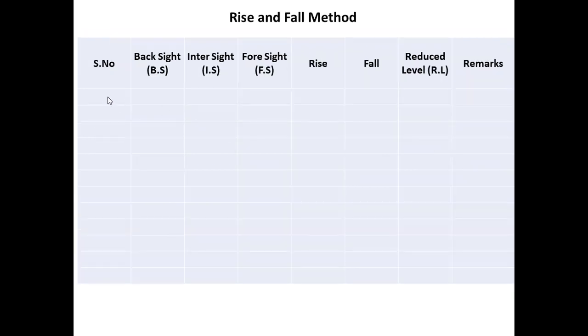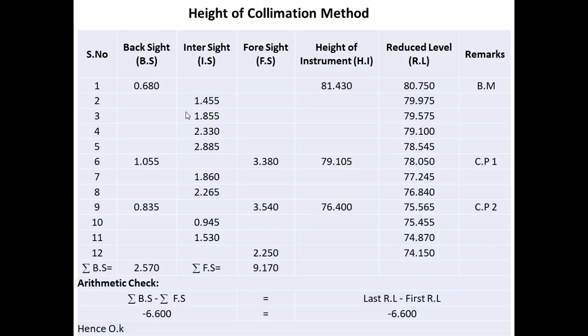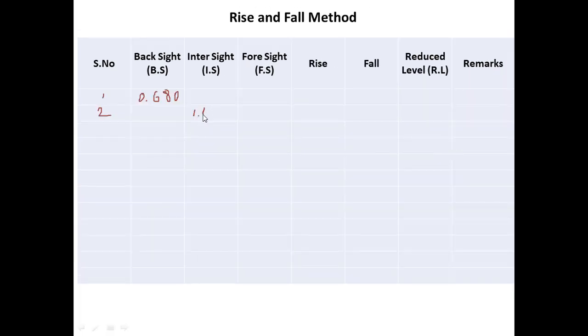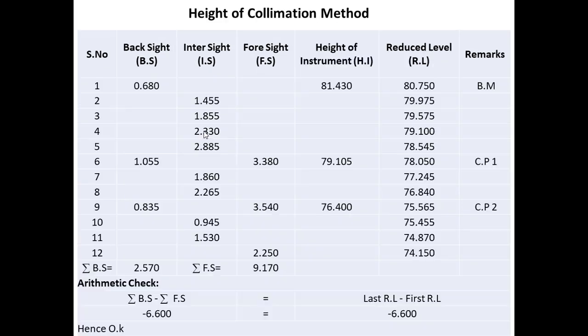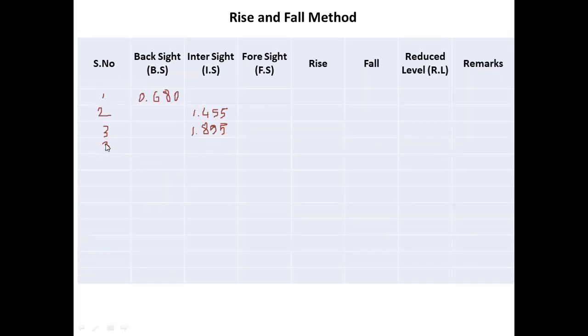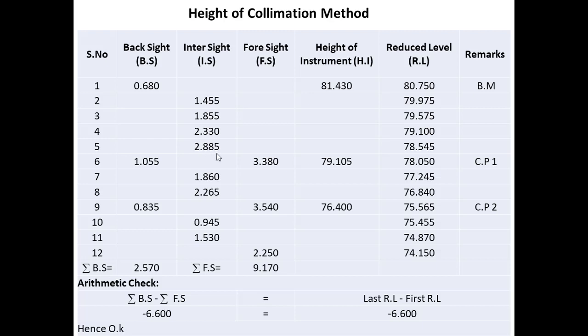So 0.680, 1.455, 1.855. So the booking of level won't change. Fourth one, 2.330, fifth one, 2.885.